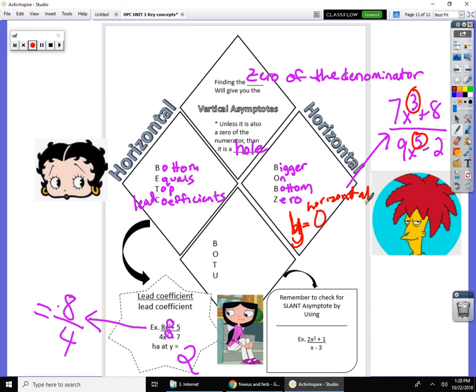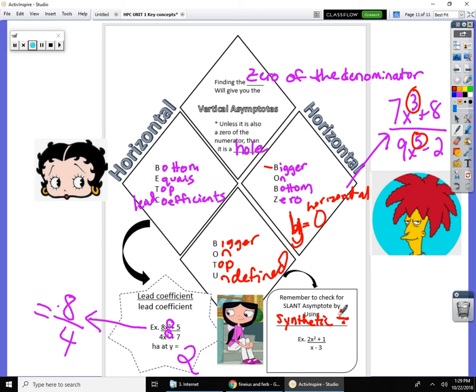Good? And the trickiest one of all is my friend BOTU. What do you think BOTU stands for? You got the top right. Bigger on top. If it's bigger on top, it's undefined. Oh, but if it's undefined, we must check for my good old friend slant using synthetic division. Now, you were taught long division, so you are more than welcome to use long division.